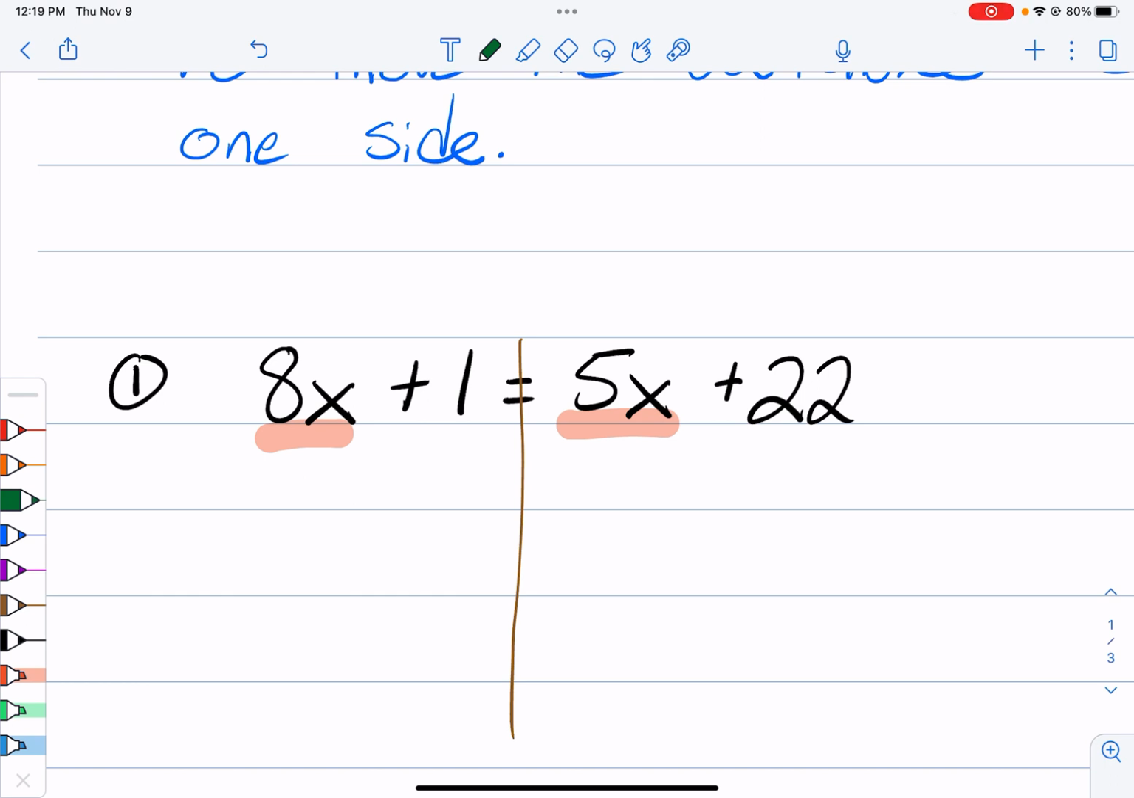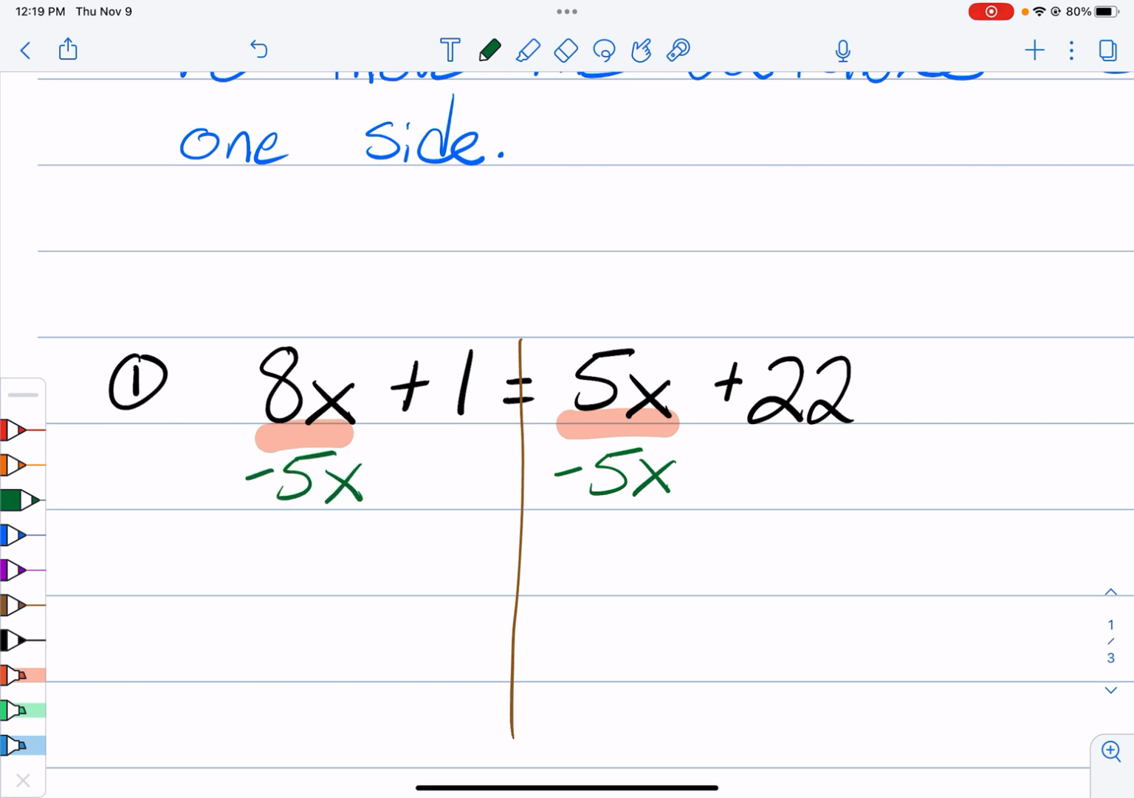So for instance, if I decided to subtract 8x from both sides, I would end up with a negative x over here. I'd have negative 3x's. If you're comfortable with that, go for it. That is absolutely an okay thing to do. If you're like, I don't really want negatives so much, and you decide instead to subtract 5x, go for it.